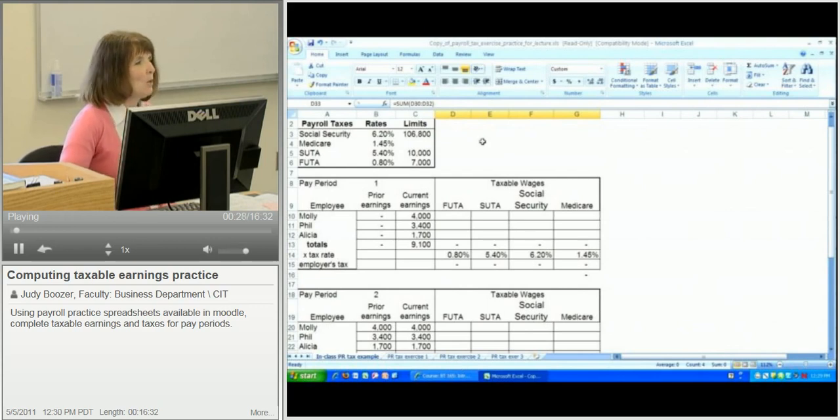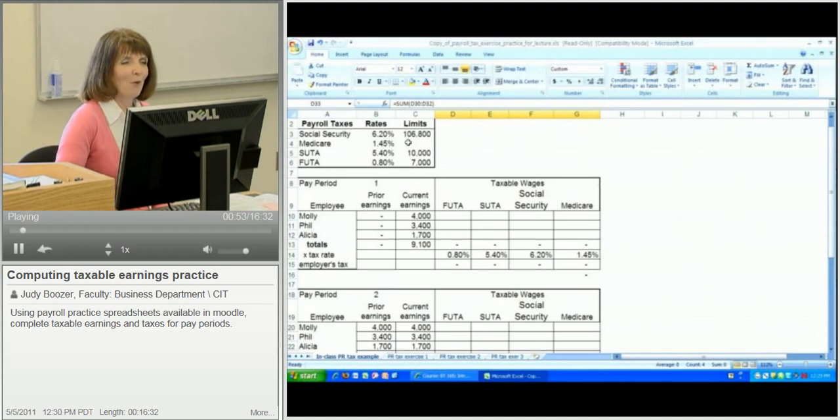The first thing I want you to do for each page as you're completing these is to look at the rates and limits at the top. So look at this page. For Social Security, what is it saying? 6.2%, right? And the limit? 106.8, which is the actual limit now, truly.